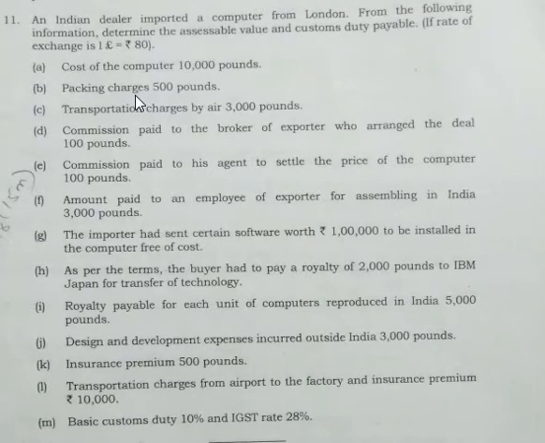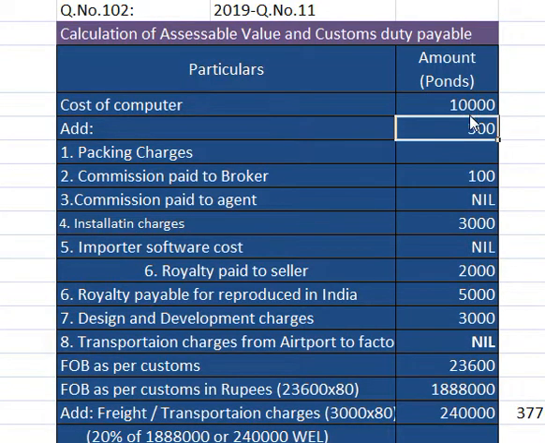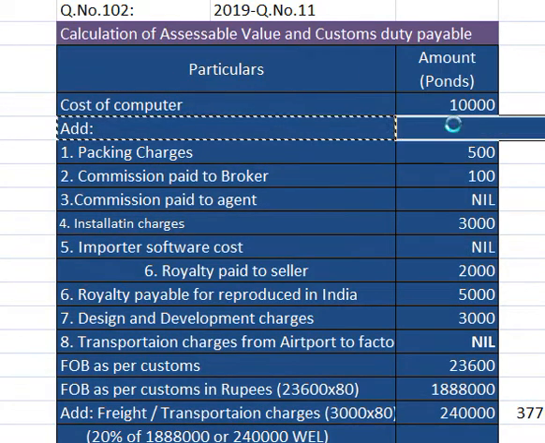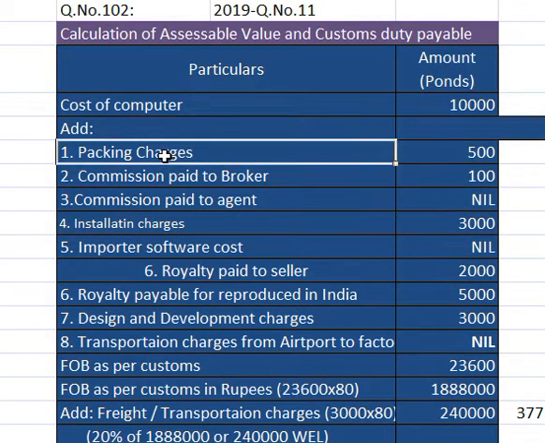Packing charges should be added, 500 pounds. See, the 500 pounds packing charges is actually written here. This was the 500 pounds answer. Packing charges is clear. Now we'll move to the next one in the question.